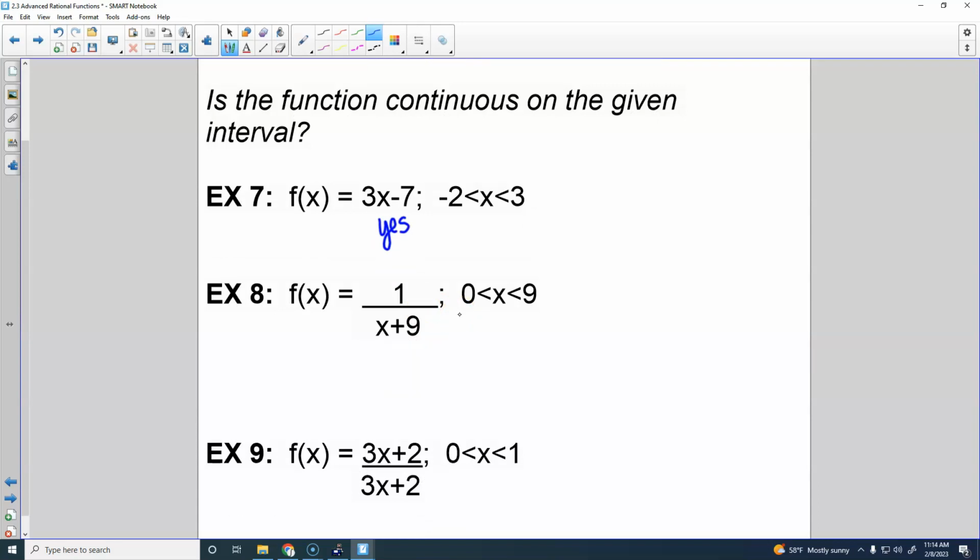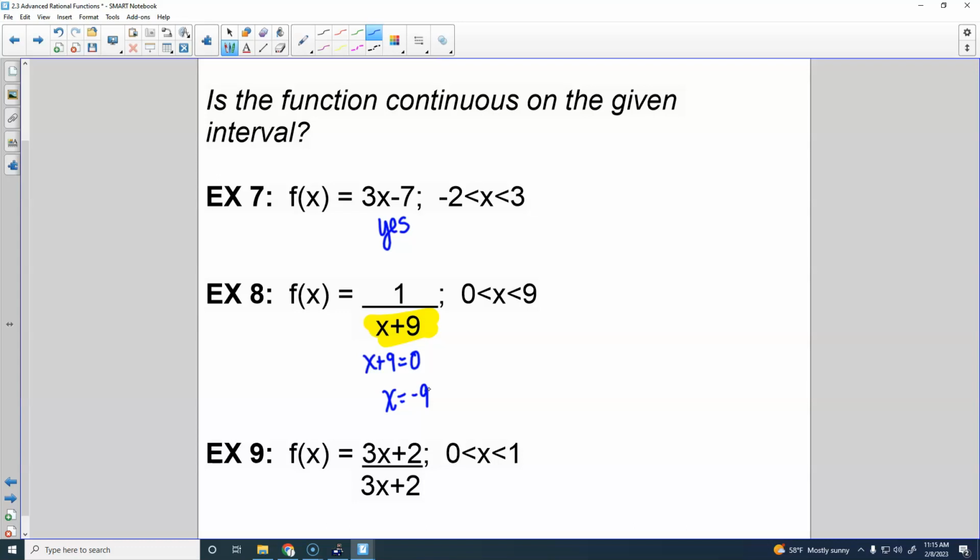For 8, we've got 1 over x plus 9. We need to find our discontinuity. This is going to have a discontinuity. It is going to come from the denominator. It is going to be wherever x plus 9 equals 0, so x equals negative 9. So we have a discontinuity there. If you want to be specific, it is a vertical asymptote, although this did not ask us for that, so we don't have to say that.